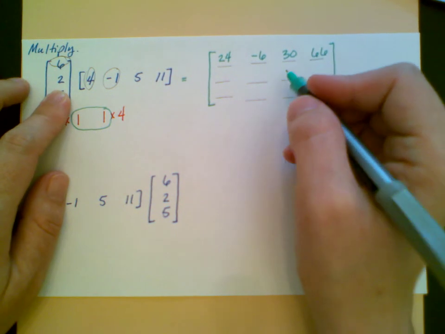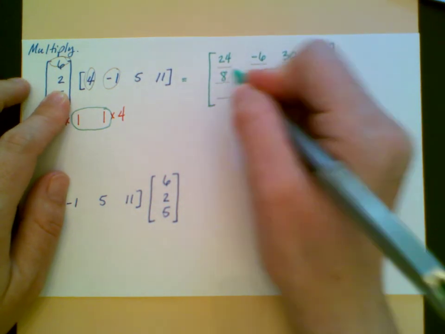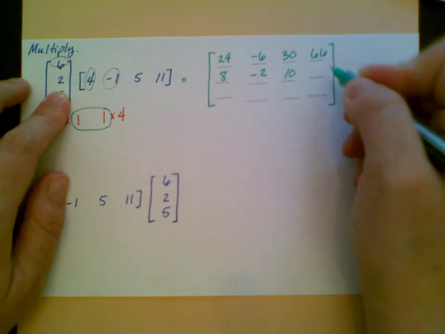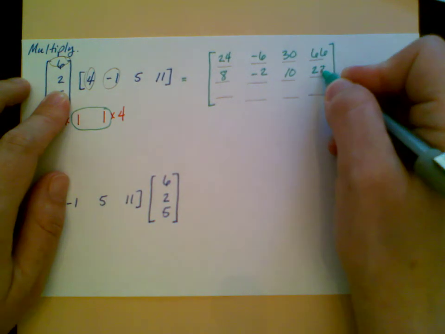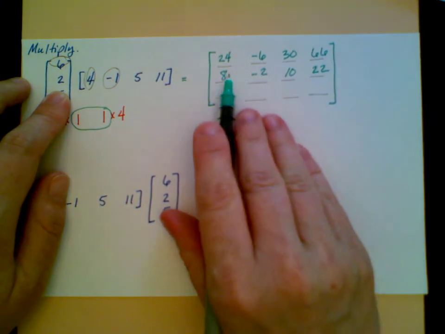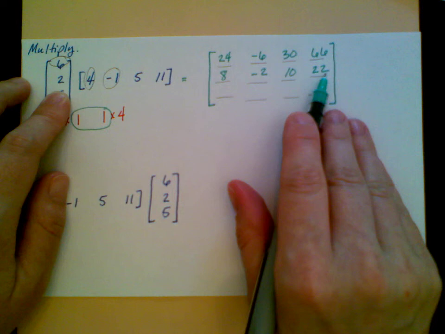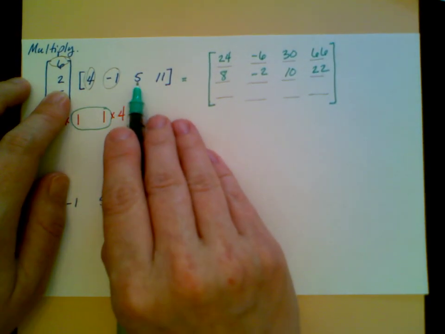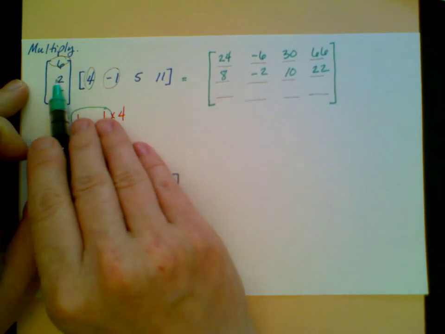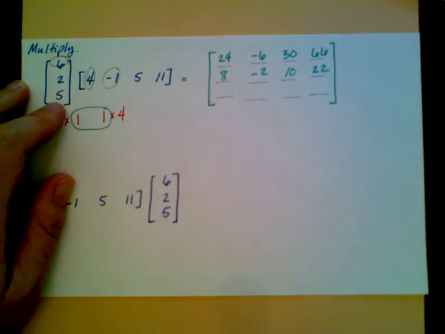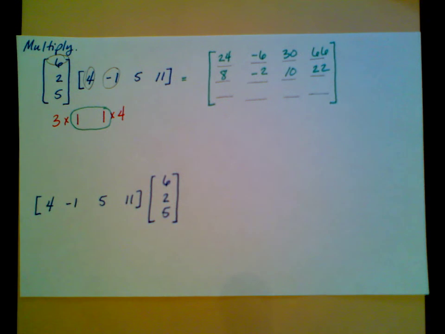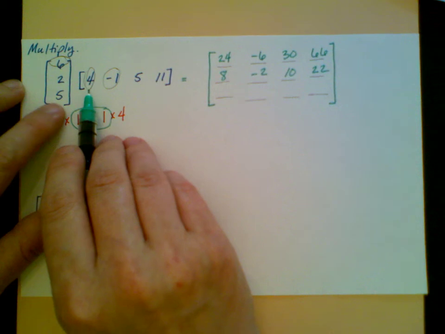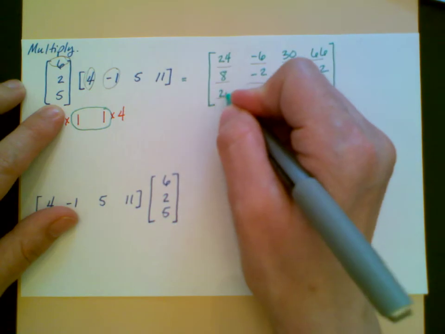So 2 times 4 is 8. 2 times negative 1 is negative 2. 2 times 5 is 10. And 2 times 11 is 22. Notice here there's no pluses in between because each row in my first matrix and each column in my second matrix consist of a single element, which makes these easy to calculate. And then finally, 5 times 4 is 20.